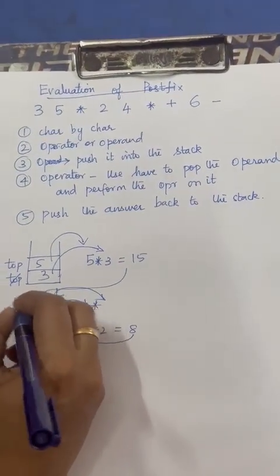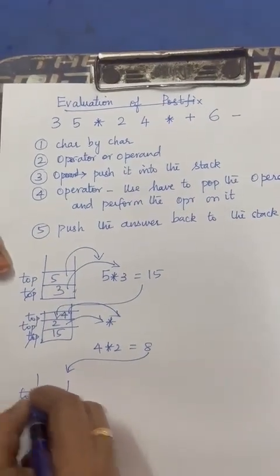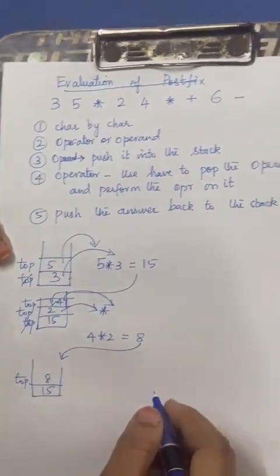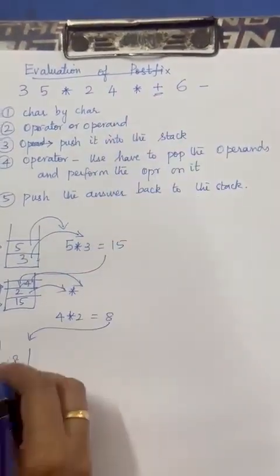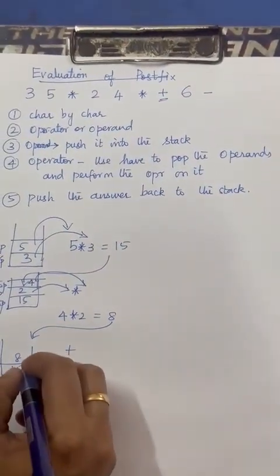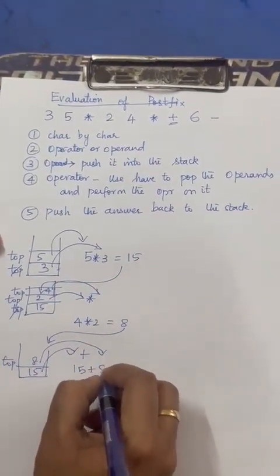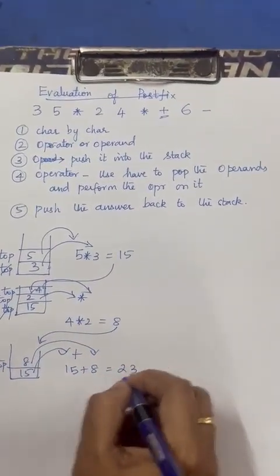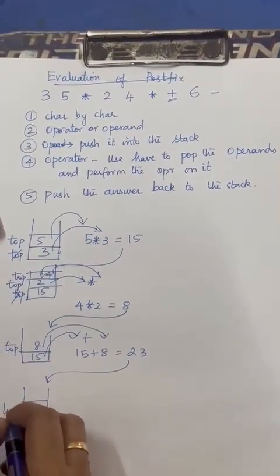The top moves as we do insertion, right? So I have to move it up. Okay, so now the top is 8. The next one I'm going to read is plus. Plus is an operator, so I have to pop 2 elements again and perform the addition operation. It is 15 plus 8, that is 23, and then I push it back to my stack. So 23 is the top.